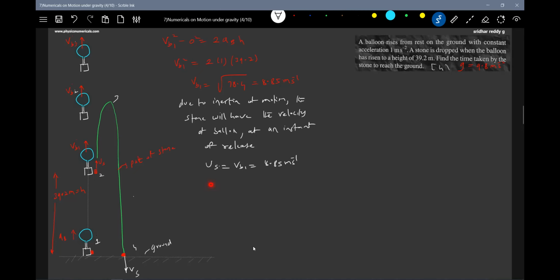So what is the time of flight of the stone? It will be: minus h is equal to ut plus minus half g t squared, the same formula, minus h equal to ut plus half at squared. So this will be minus 39.2 equals 8.85 T24 minus half g, where g will be 9.8.